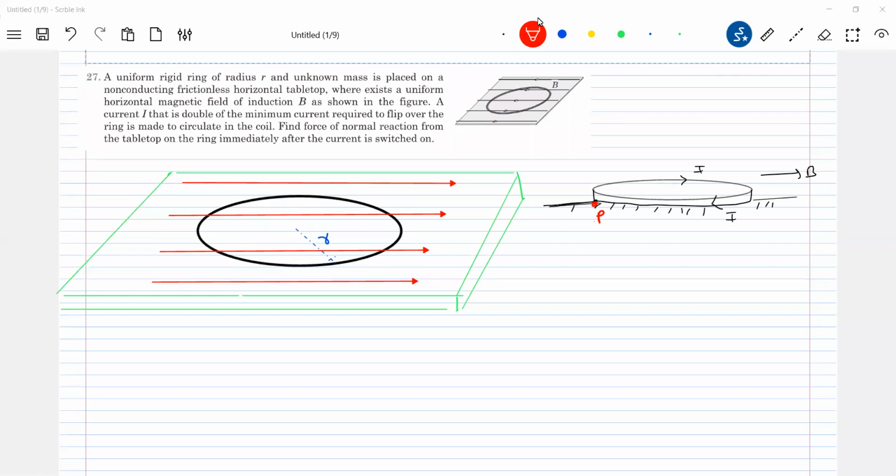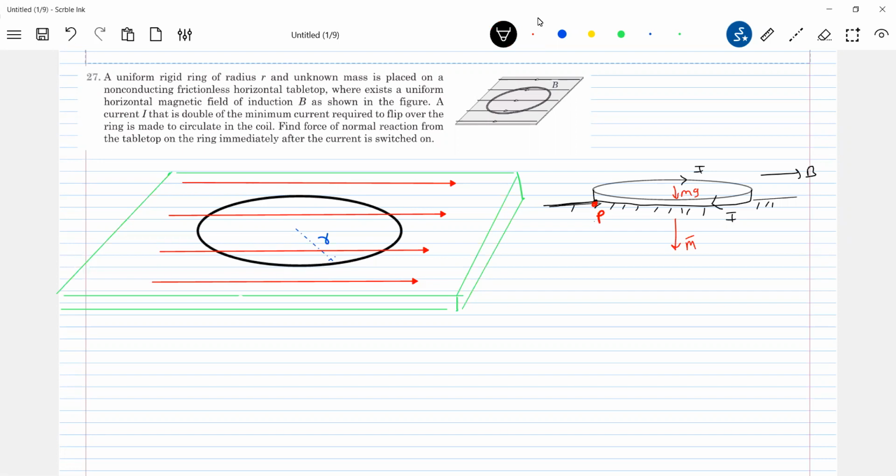Let's come to this. The ring will tip about point P, no? So how will the dipole moment be? m bar cross B bar will be into the plane, and mg will also act into the plane of paper. It is kept on the surface, no? m bar will be in this direction. Curl fingers, right hand. So m bar cross B bar, so it will tip about the point P.